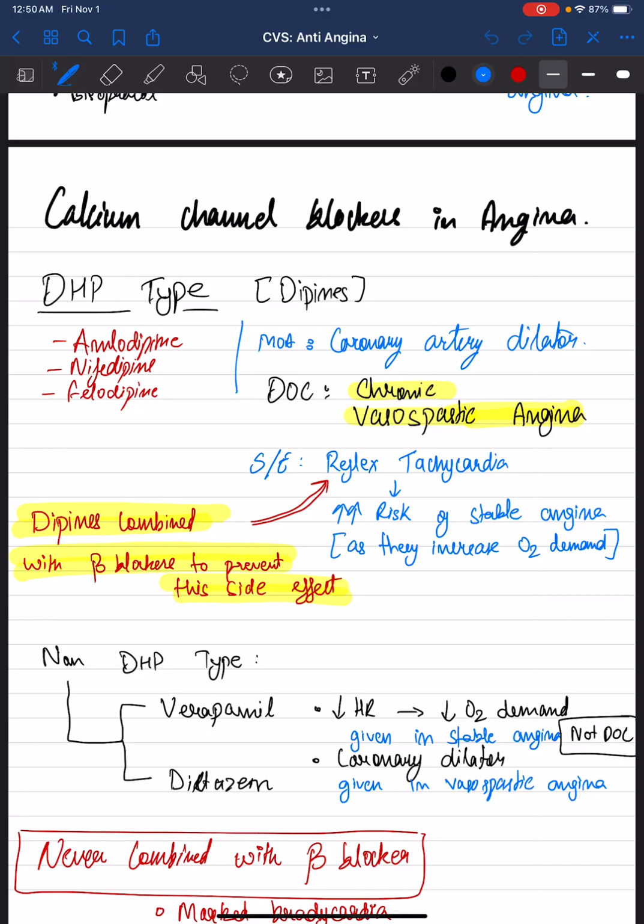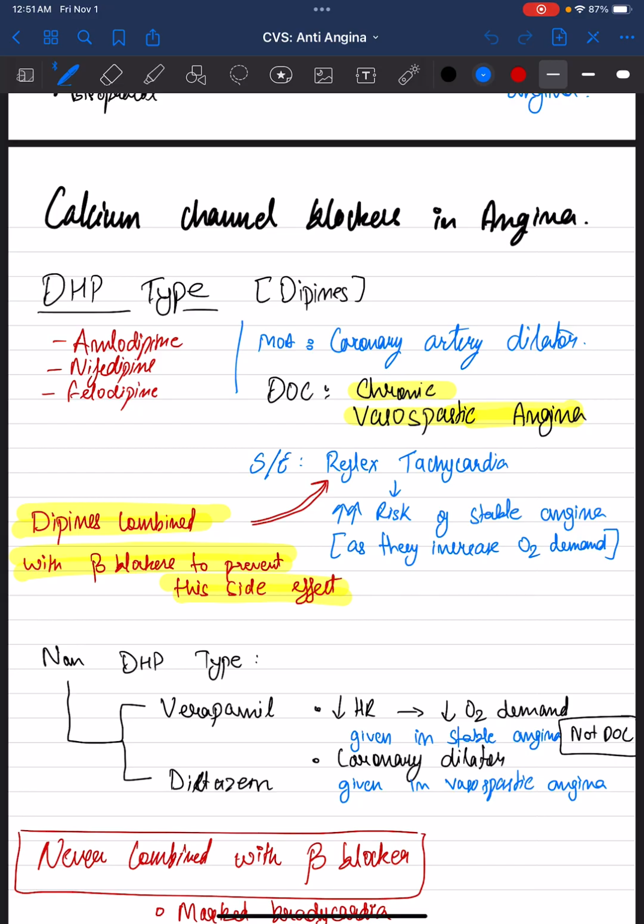They are the drug of choice for chronic vasospastic angina, as we saw, because beta blockers are contraindicated, so we use the dipines. And if dipines also do not work, we use long acting nitrates, per oral and transdermal. We'll study about the nitrates later, but first let's see what the calcium channel blockers are about. The side effect of CCBs is, of course, reflex tachycardia, and reflex tachycardia will lead to an increased risk of stable angina, as reflex tachycardia will increase the heart rate and there will be an increase in oxygen demand of the body.